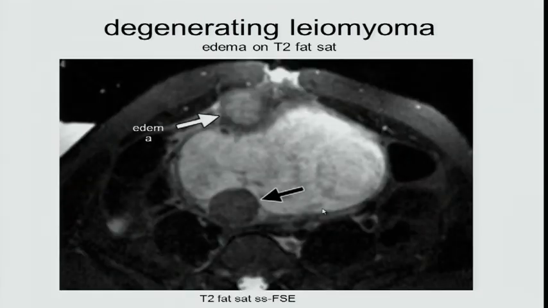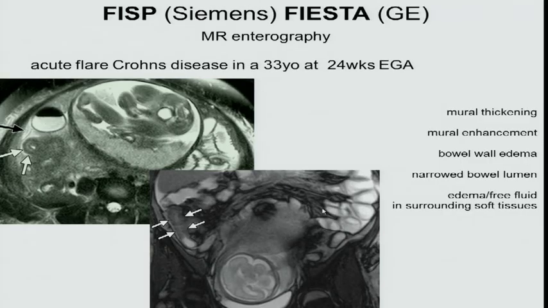Here's another degenerating leiomyoma. So on the T2 fat sat, we see high signal in there. What does that mean? So we've saturated the fat, and we're still seeing high signal. So what is it? Edema. It's edema in the leiomyoma. Should the leiomyoma normally have edema? No. Okay.